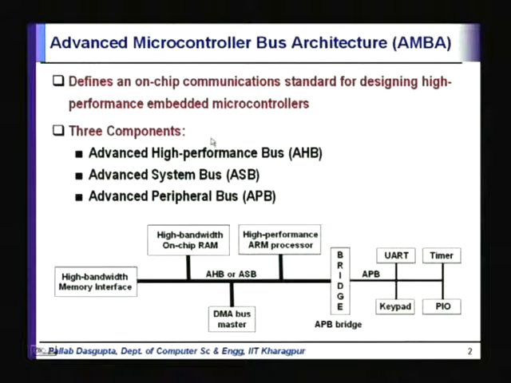So the three components that are there in this architecture are the advanced high performance bus, which is called the AHB, the advanced system bus, which is called the ASB, and the advanced peripheral bus, which is called the APB. And this is a very commonly used architecture, because as you might be aware, the ARM processor is one of the main on-core processors that people use for developing embedded systems. So if you want to develop a chip for an embedded system and you need a processor, then ARM is one of the very strong candidates for use as an on-core processor.